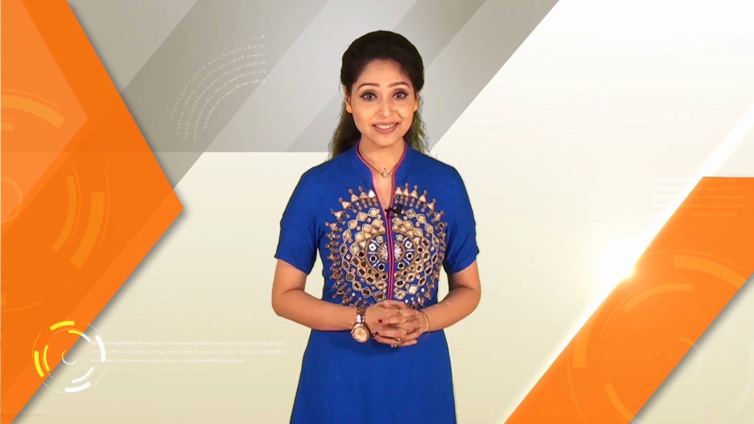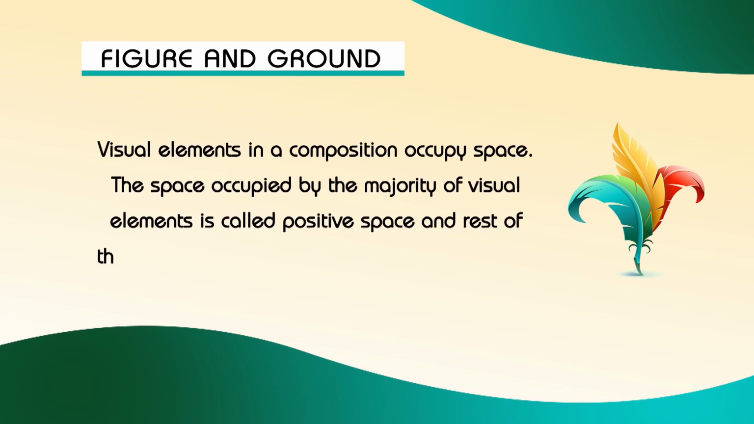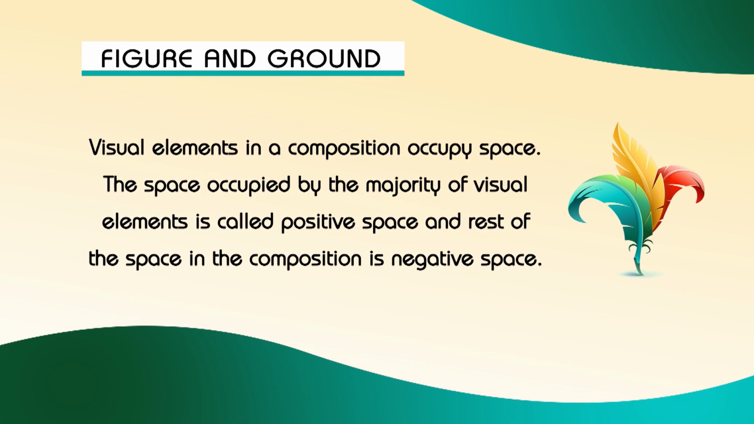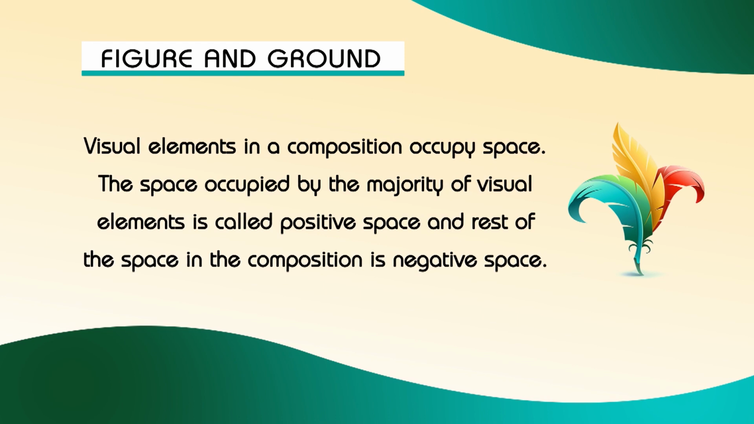Do you know what is figure and what is ground? Visual elements in a composition occupy space. The space occupied by the majority of visual elements is called positive space, and the rest of the space in the composition is negative space.